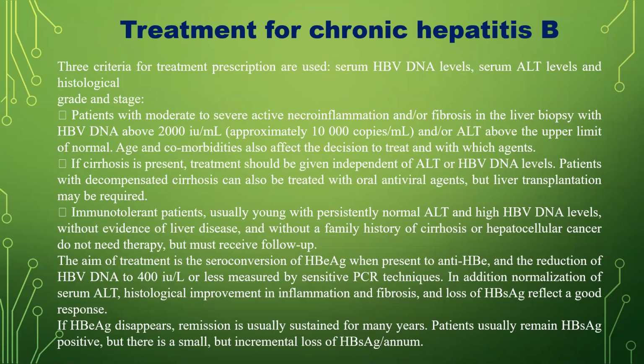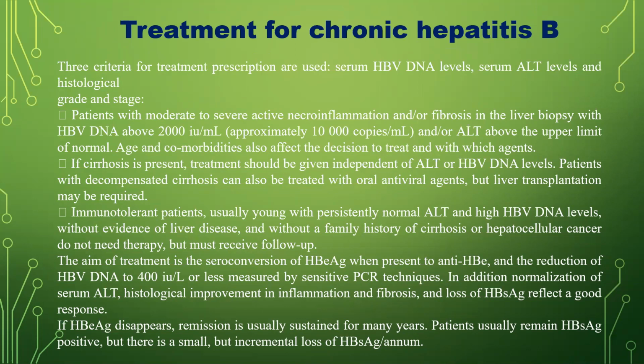The aim of treatment is the seroconversion of HBe antigen, when present, to anti-HBe antibodies, and the reduction of DNA to 400 units per liter or less, measured by sensitive PCR techniques. In addition, normalization of serum ALT, histological improvement of inflammation and fibrosis, and loss of surface antigen reflect a good response. If core antigen disappears, remission is usually sustained for many years.